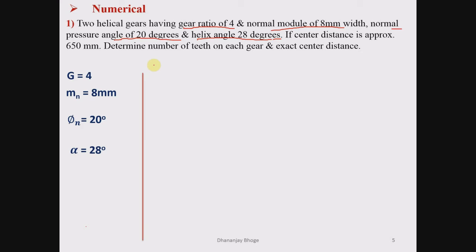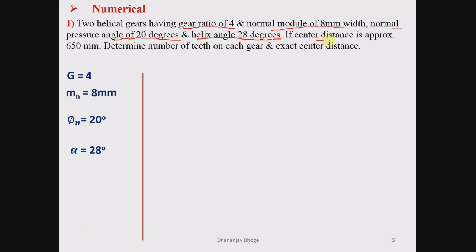Next, the problem condition. Pratyek problem read kartani, you have to identify or search for the constraint given in the problem. Okay. Now the condition based on which you have to solve this. Pratyek problem madhe dilela asto. Otherwise, all numericals are same.